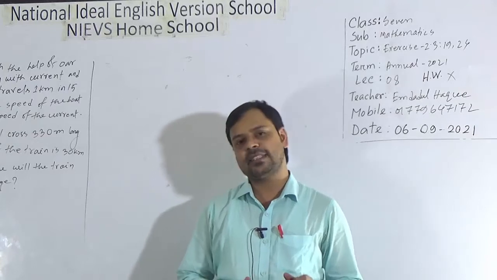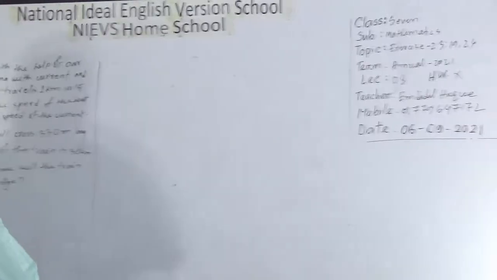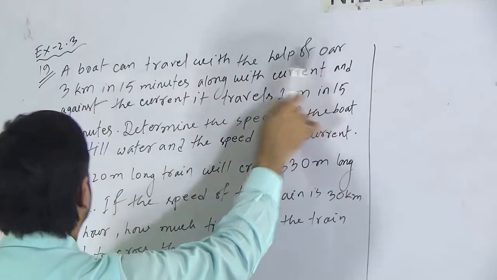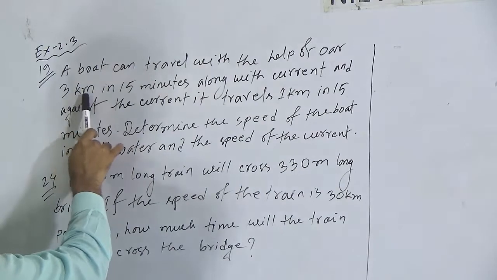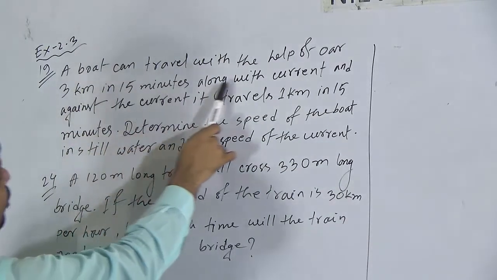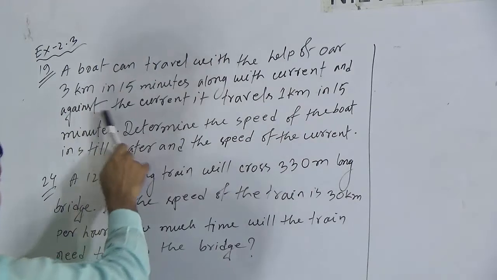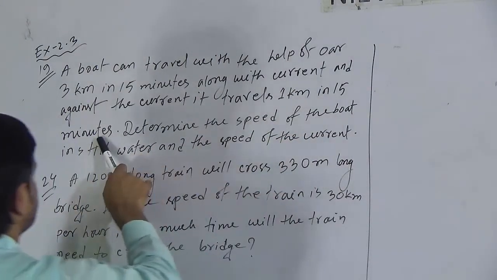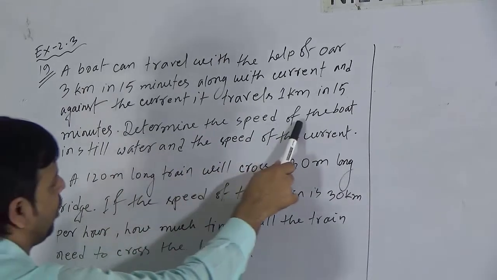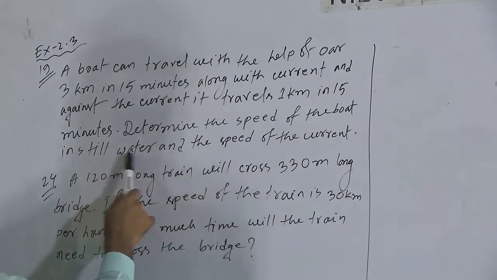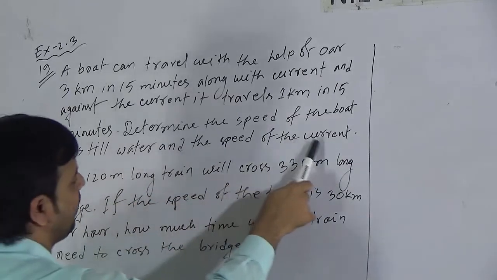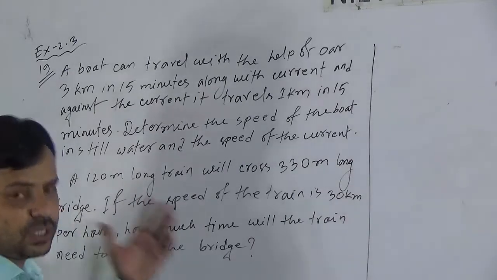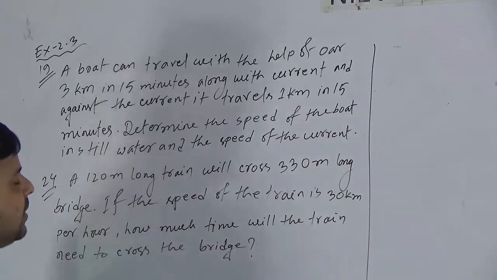Okay, dear students, let us see the questions. Here, question 19. A boat can travel with the help of oar 3 km in 15 minutes along with current, and against the current it travels 1 km in 15 minutes. Determine the speed of the boat in still water and the speed of the current. We need to determine the speed of the boat in still water, it means actual speed of the boat, and we have to determine the speed of current.